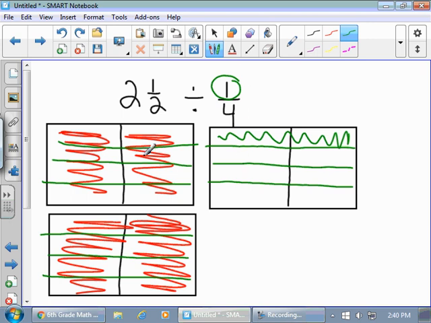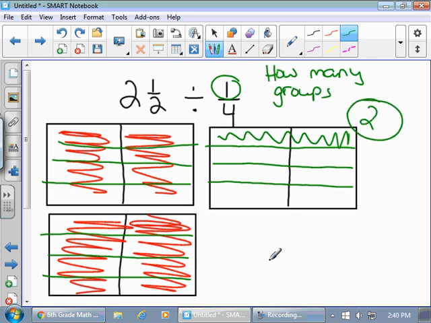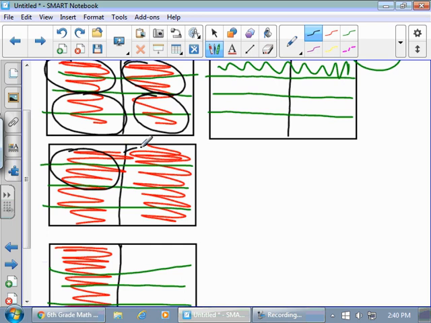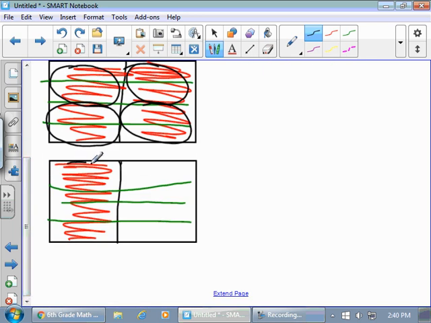Now, you already split those into 4. How many groups? How many is in each group? 2. So now I'm going to go back and I'm going to circle every group of 2. So here's 1, 2, 3, 4, 5, 6, 7, 8, 9, and 10. There's 10 complete groups.